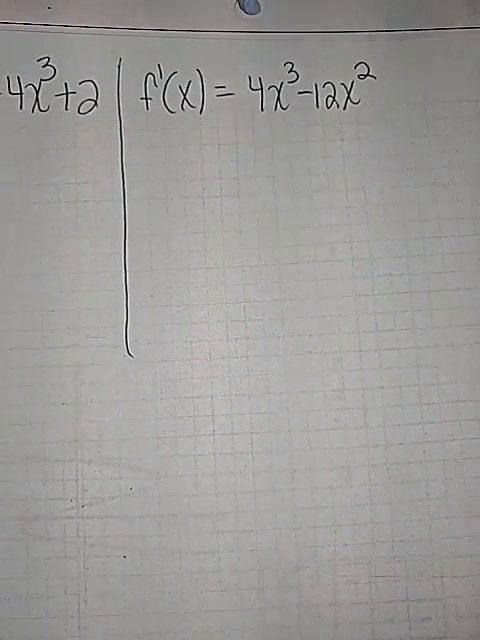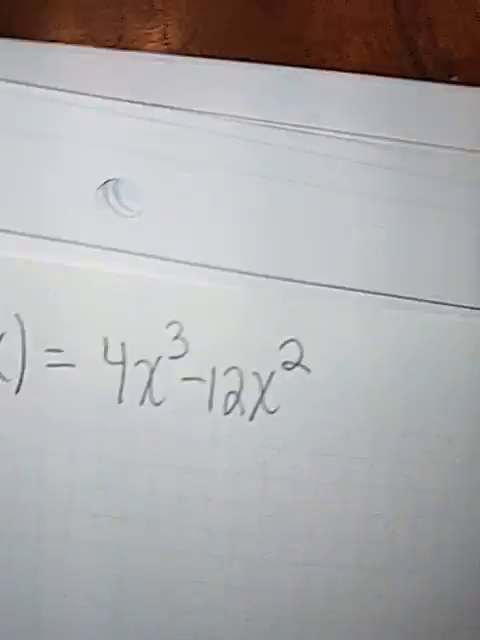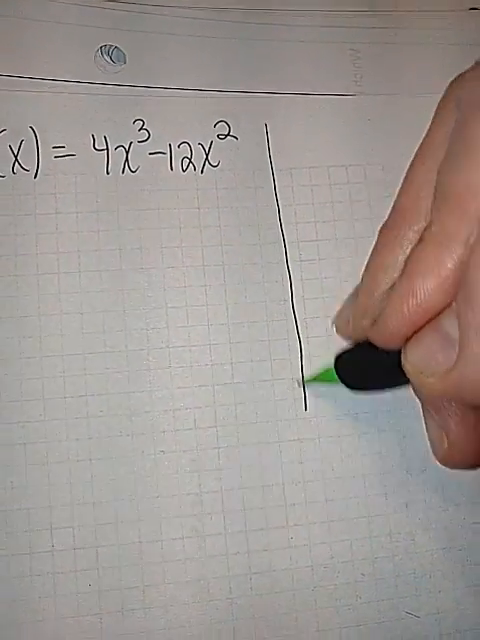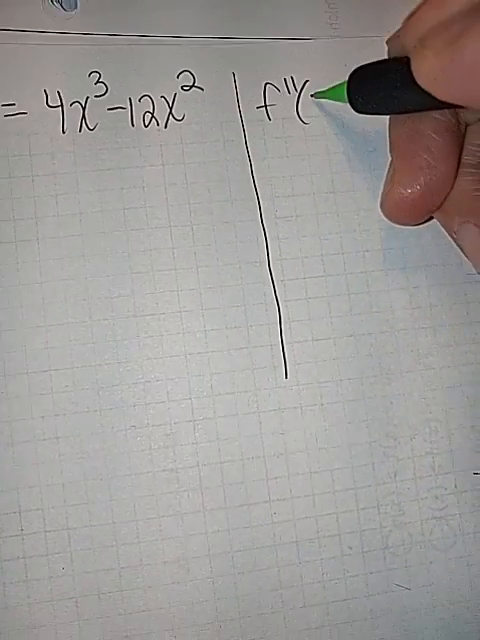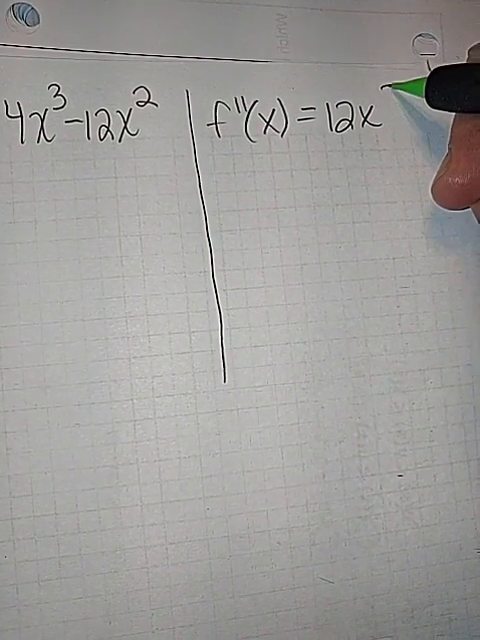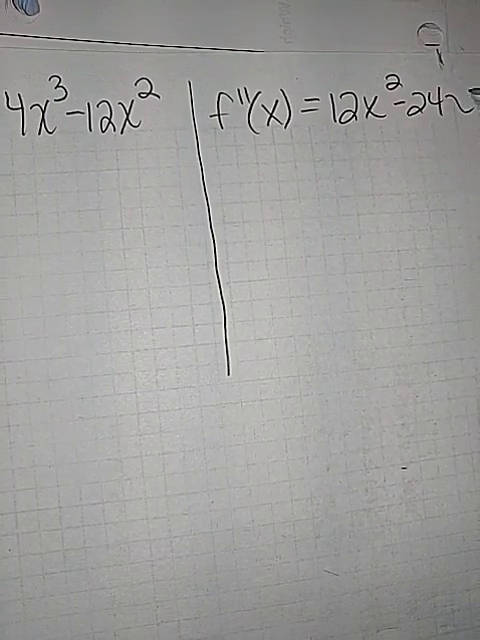Okay, now I'm going to find the second derivative. So the second derivative is 12x squared minus 24x.